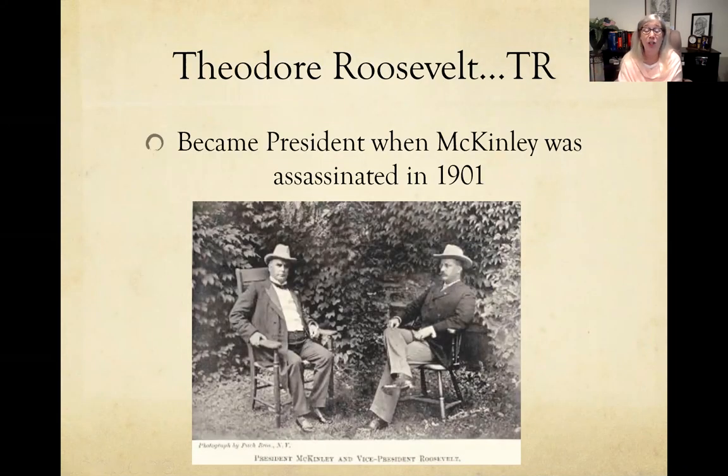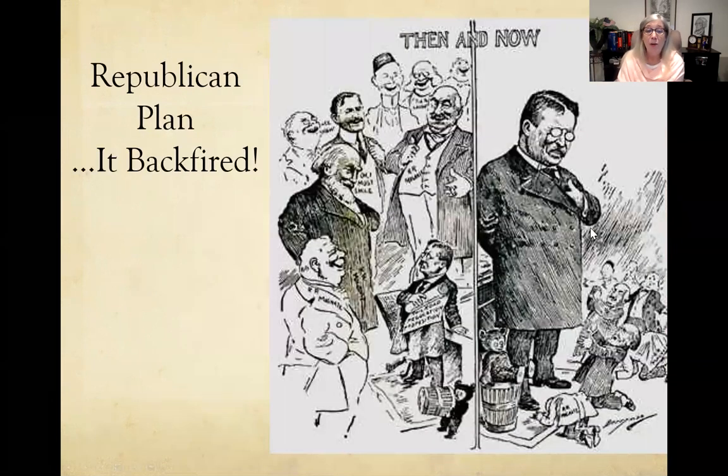But guess what? As soon as McKinley is elected, he gets assassinated within a few months of being inaugurated in 1901. The election was in 1900. He takes the oath of office again in 1901, and he gets assassinated. So now Theodore Roosevelt is president of the United States because these Republicans had hatched this plan to strip any sort of power away from him. So suddenly, he's now the most powerful man in the country. So it completely backfires. I love this political cartoon, right?